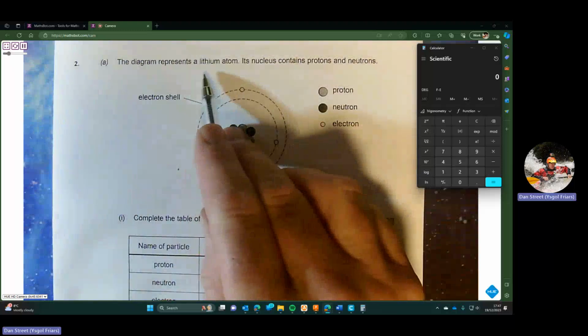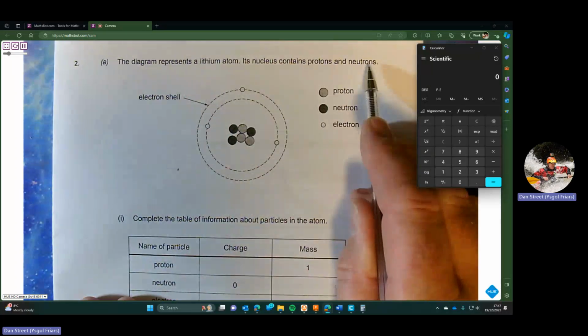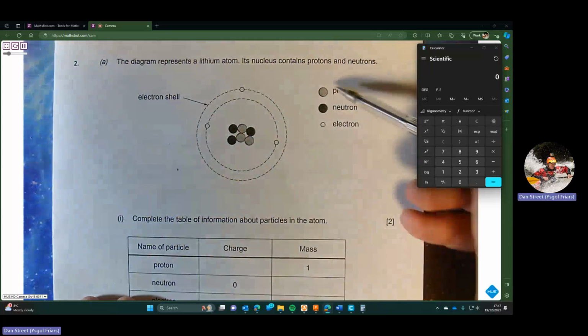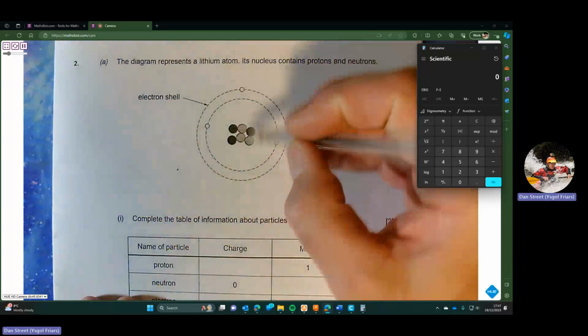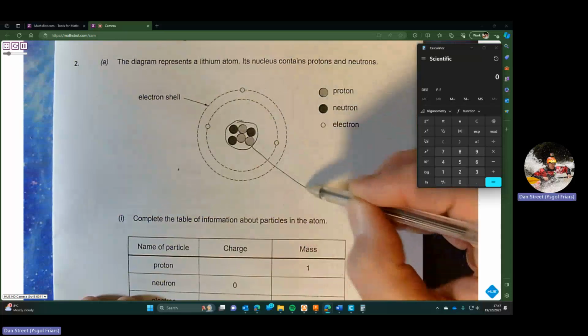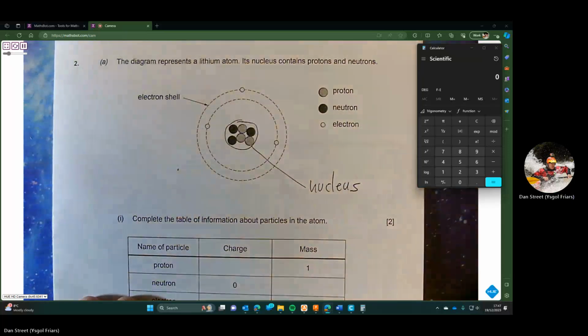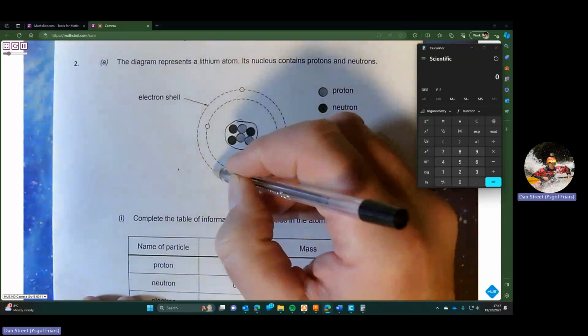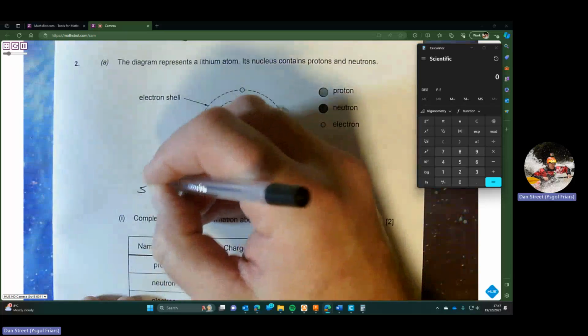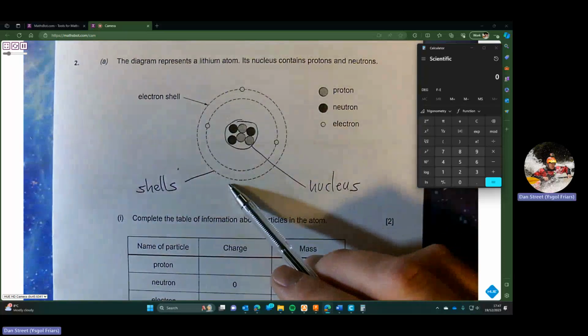Right, question 2 starts to look at the structure of an atom. The diagram represents a lithium atom. Its nucleus contains protons and neutrons. So we've got a diagram here. In the center, in the nucleus, it might be wise to remind ourselves that this region of the diagram is called the nucleus, and that these dotted circles here represent electron shells.